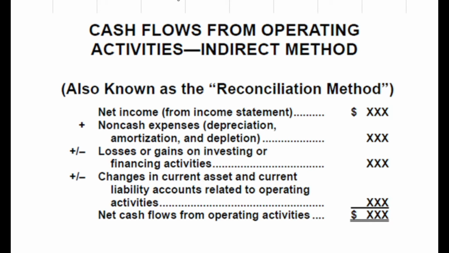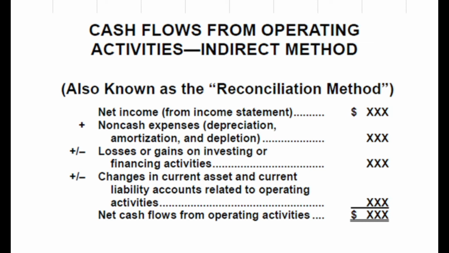Okay, so now let's look at liabilities. An increase in a non-cash current operating liability is going to be added to net income. A decrease in a non-cash current operating liability is deducted.